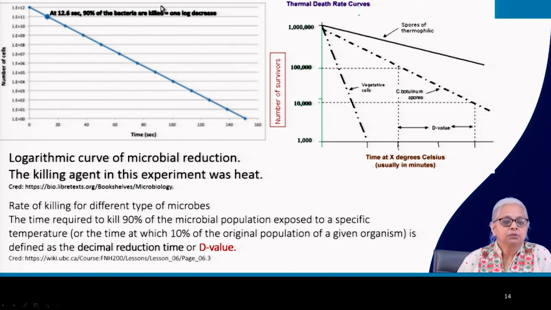Okay, so in the other graph that you see over here, 1 log decrease or 1 log reduction in the bacterial count was obtained in 12.6 seconds. So this is our 1 log reduction. So these kinds of logarithmic curves can be obtained, and they are generally done in the lab. You subject the sample to different temperatures and measure the concentration of the surviving bacteria. So that is our decimal reduction time, which I've already mentioned.